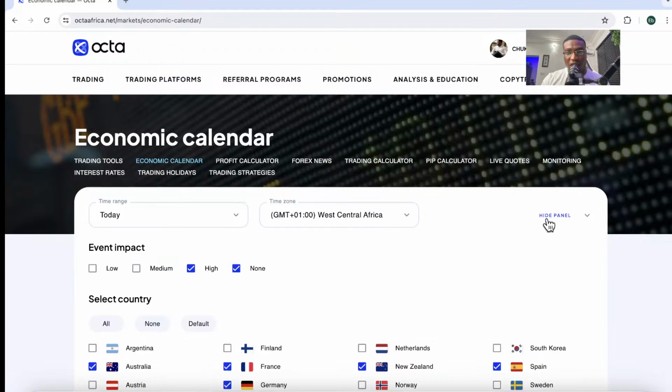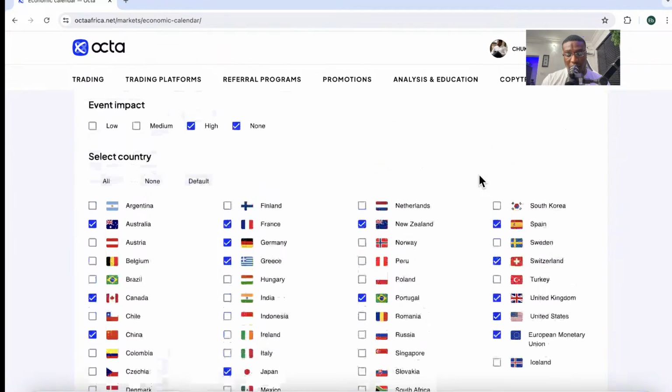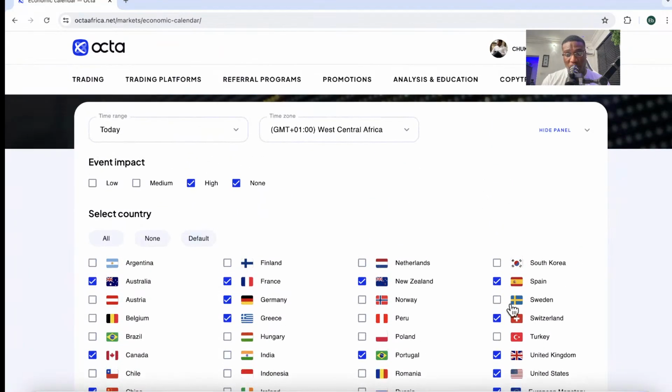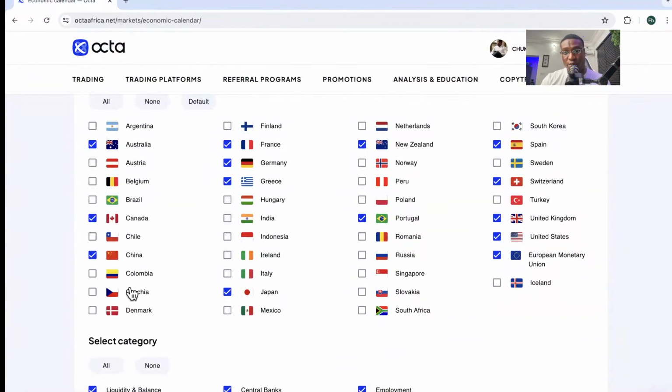And you also want to use the advanced filter option because there's some countries here that are not checked. And that's because I don't trade those currencies. I just focus on the ones that I trade or I just want to gain knowledge about.